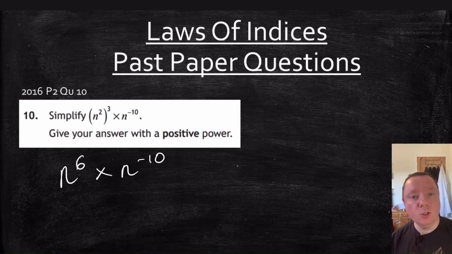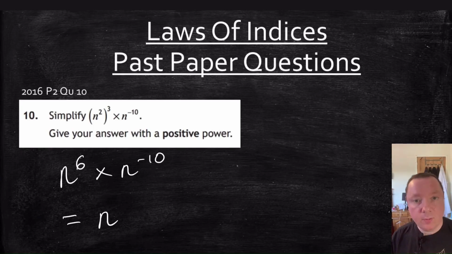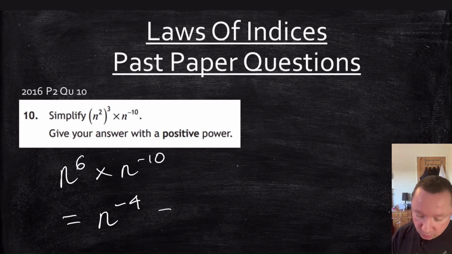Times in indices, which means we can add the powers. So that gives me n, 6 take away 10 is negative 4. Leave your answer as a positive power. The last little thing then, 1 over n to the 4.